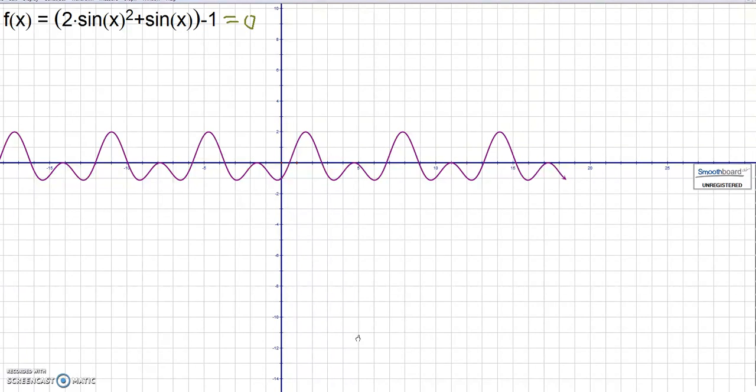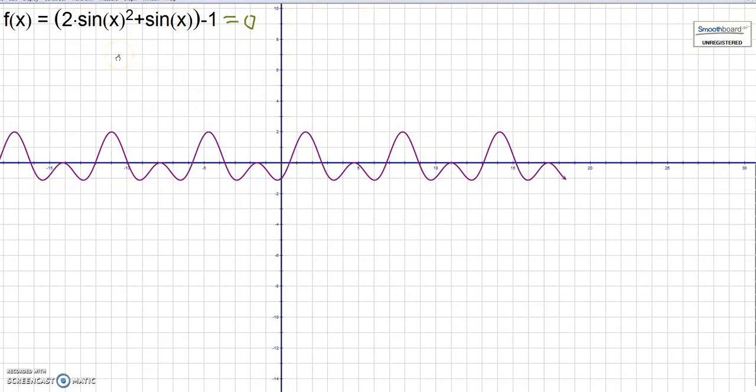Okay, this is more complicated. I do need to explain the notation up here. This is just the way that Sketchpad types this in. This is really just 2 sine of x squared plus sine of x minus 1. So I'll probably rewrite it here at some point. But we want to go through the same thing.